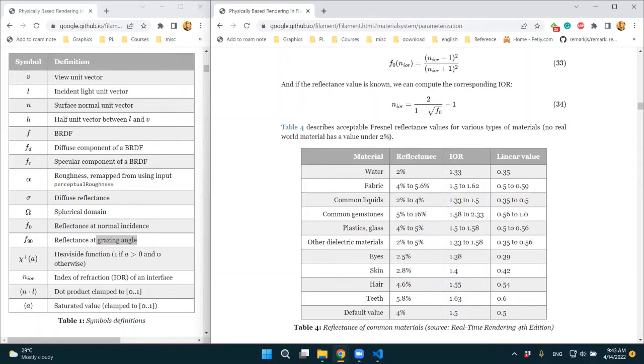Because you can see the linear value goes from 0 to 1. Nothing is greater than 1 and nothing is less than 0. Yeah. And most of it's from 0.5 to 0.6, 0.4 to 0.6.